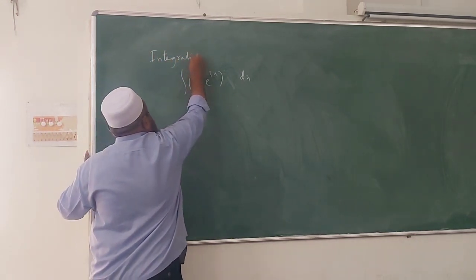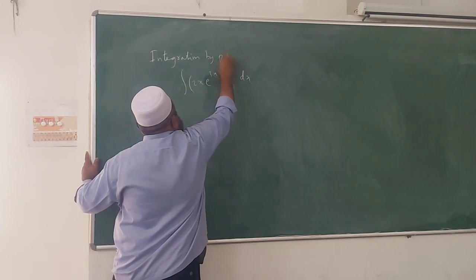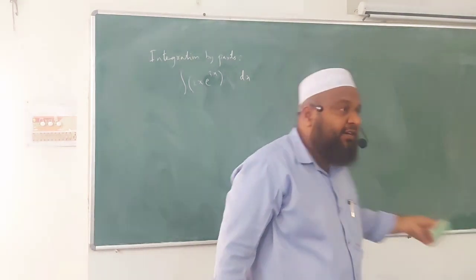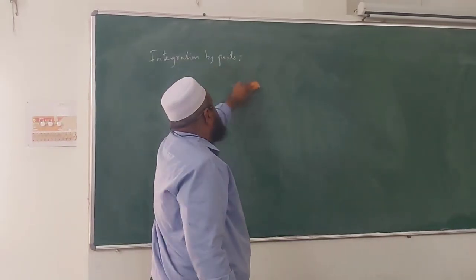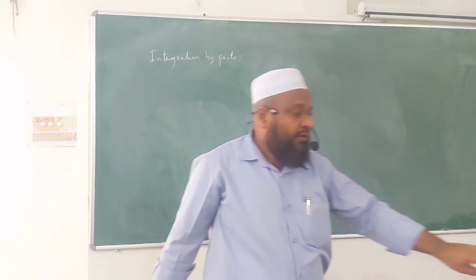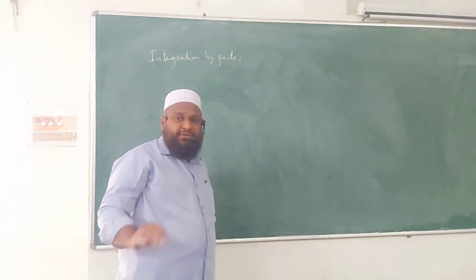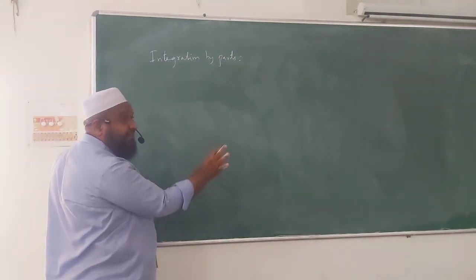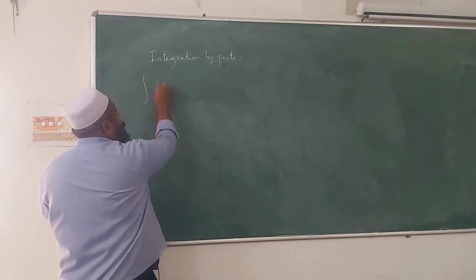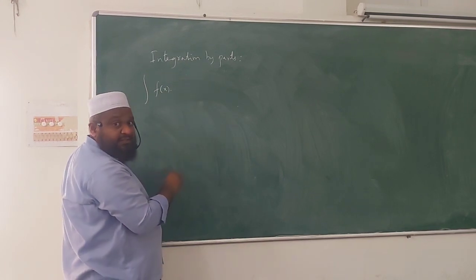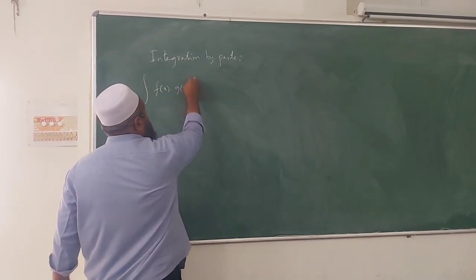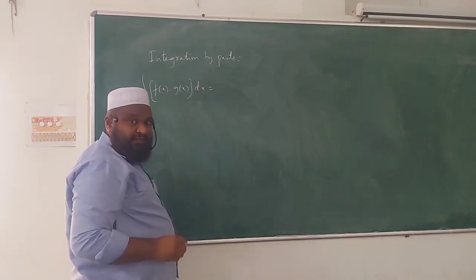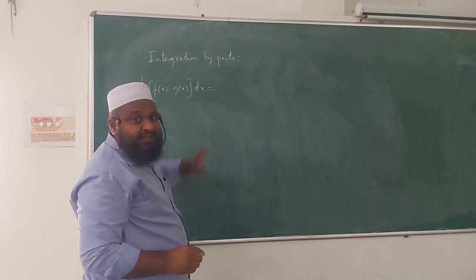Integration by parts. What is that rule we will see first, then we will use that rule to evaluate this integral. This integration by parts you need to memorize. How to memorize? I will give you some tip. First of all, let me write that formula. Integral, you are having two functions, f of x and g of x dx. Integral for this product is, first this function you take as it is.